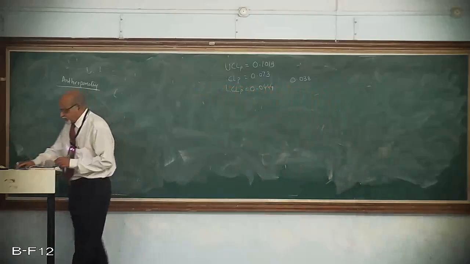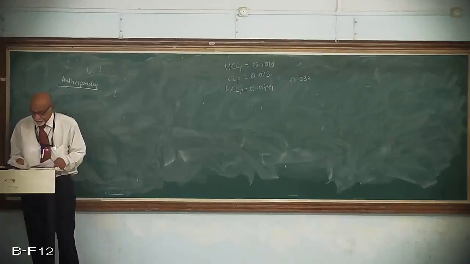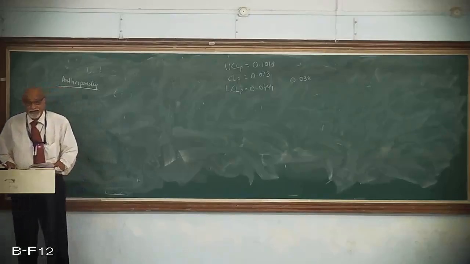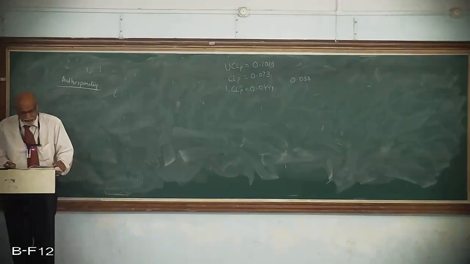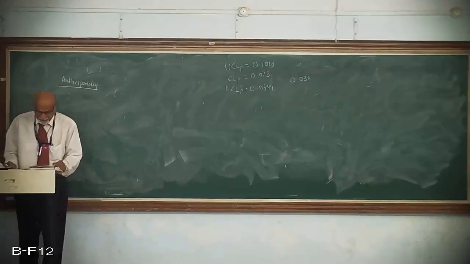Okay, next numerical I will take up, because these numericals I am taking up in a particular way. Just take down this example. An item is made in lots of 200 each. The lots are given 100% inspection.